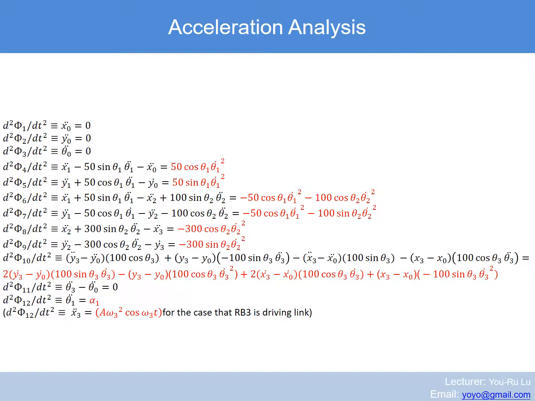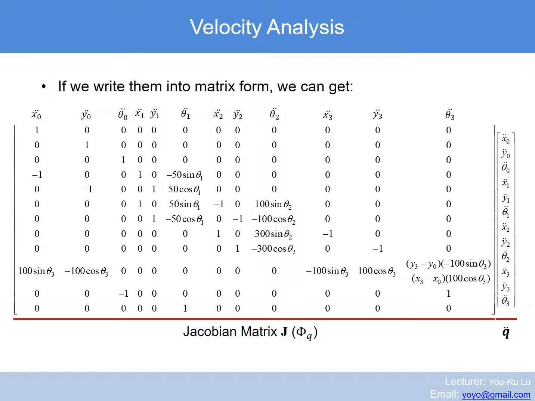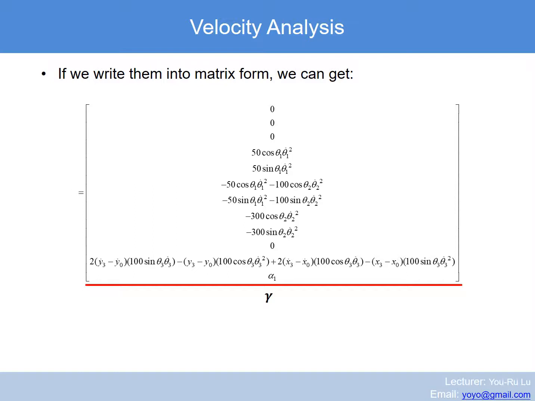Next, if we express these 12 equations with matrices and vectors, we will end up with the Jacobi matrix J times the acceleration vector on the left-hand side. As for the right-hand side, we will end up with the vector gamma shown here. So now we have obtained the equations J times Q double dots equals gamma, where Q double dots can be solved by taking the inverse of J.